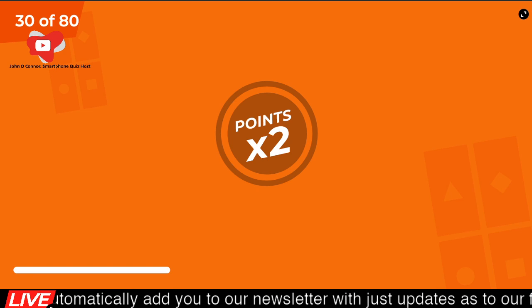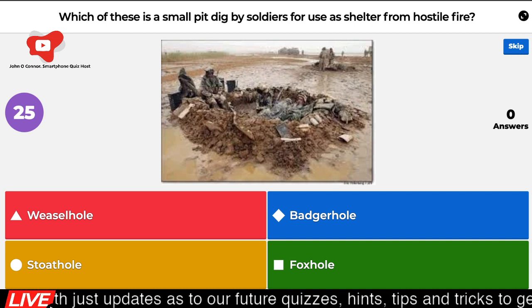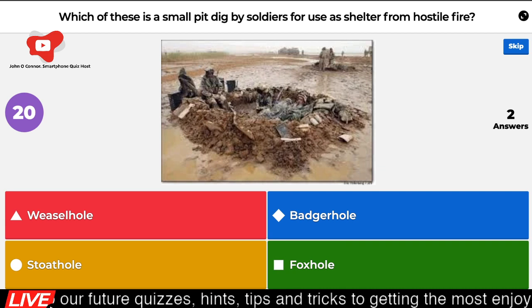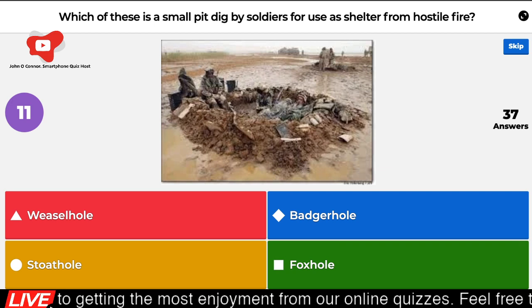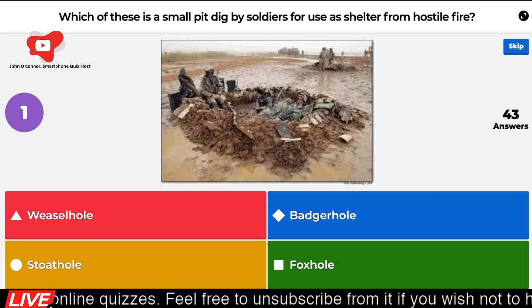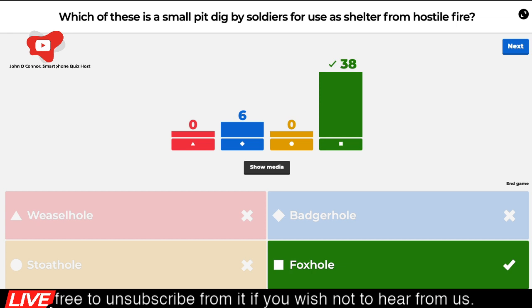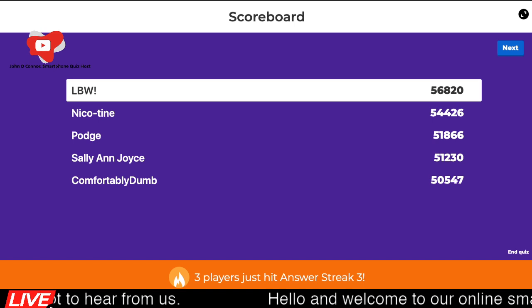Which of these is a small pit dug for soldiers for use as shelter from hostile fire? Weasel hole, badger hole, stud hole, or is it a foxhole? Eight correct answers here. It is foxhole. Okay, so question, what are we on next?